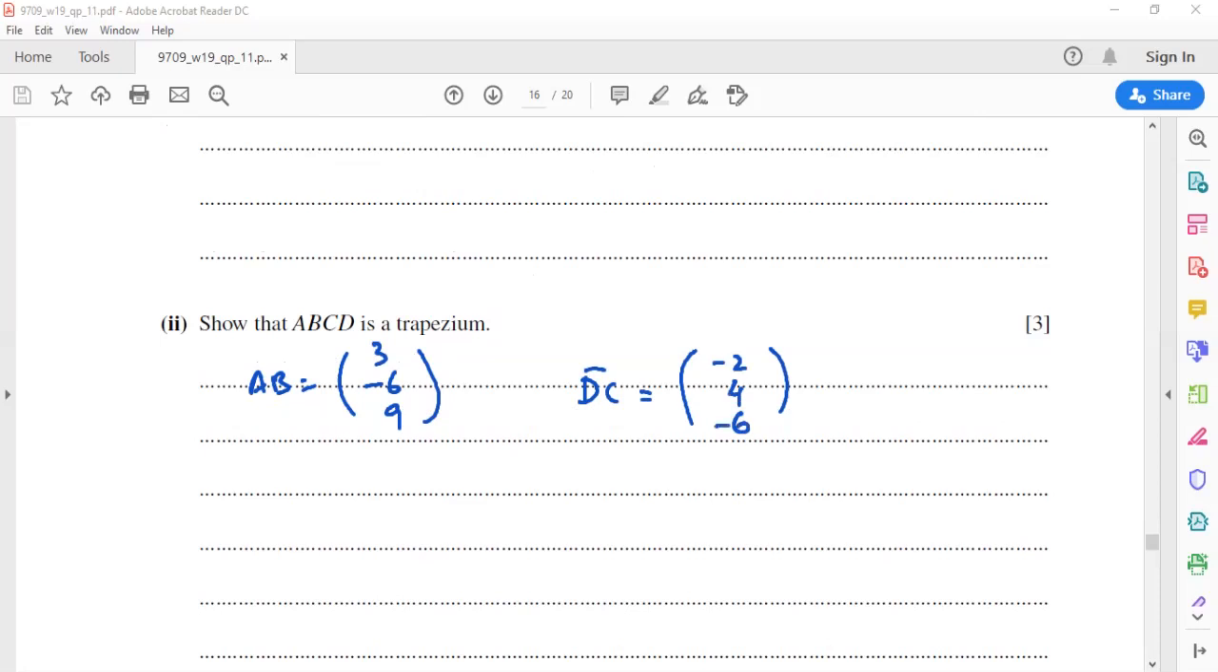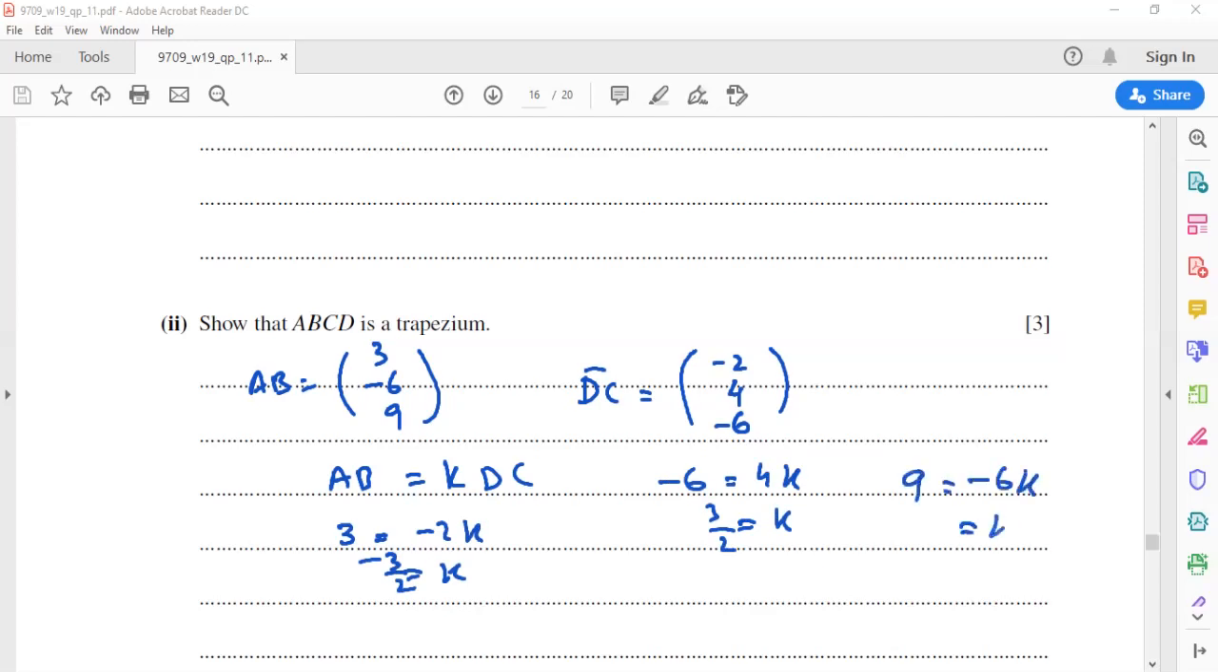Now, we know when two lines are parallel, AB equals K times DC. So 3 is equal to minus 2K, so K is going to be minus 3 over 2. Let's check from the other ones. Minus 6 is equal to 4K, so this is also 3 over 2. And 9 is equal to minus 6K, which is also 3 over 2. So AB is parallel to DC. So it shows that it is a parallelogram.